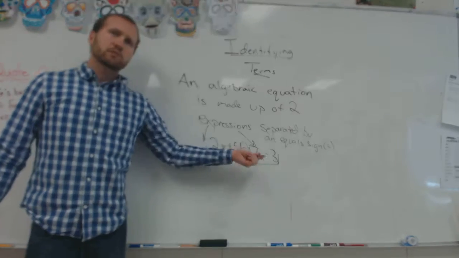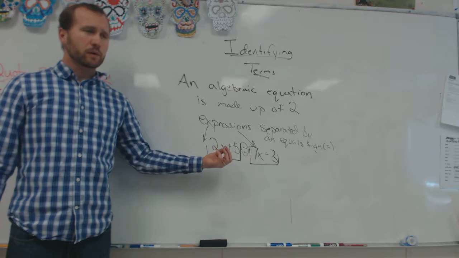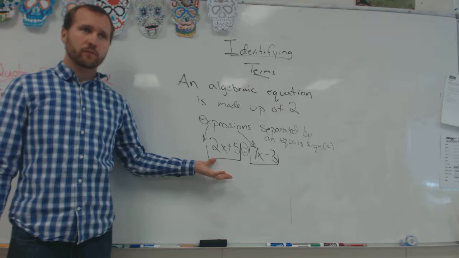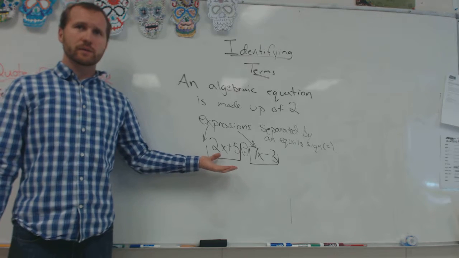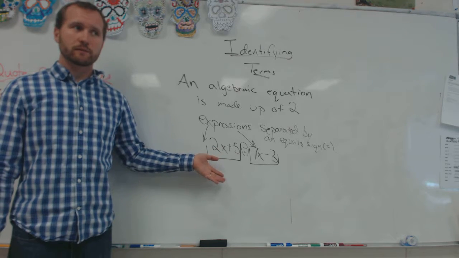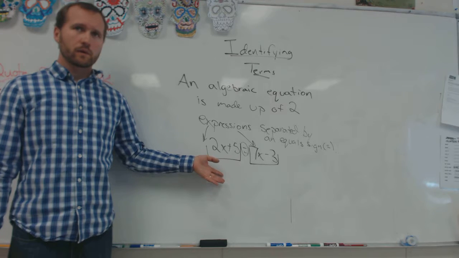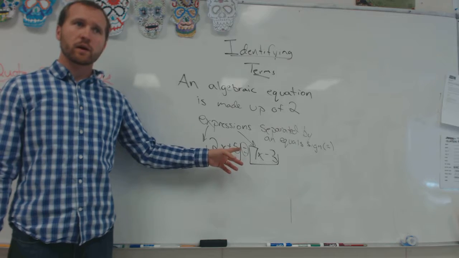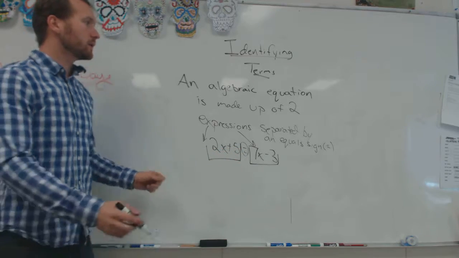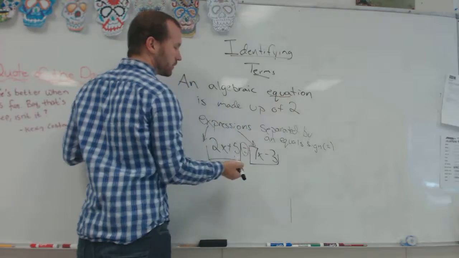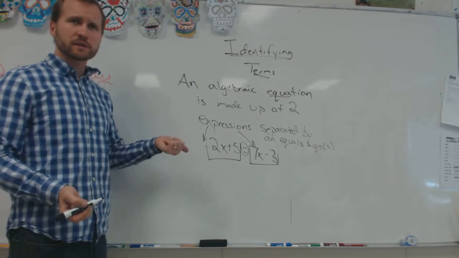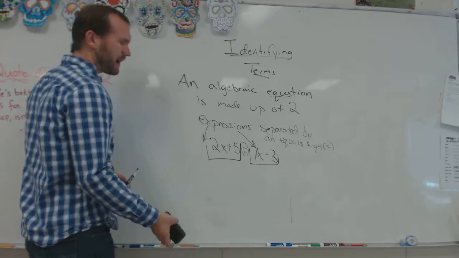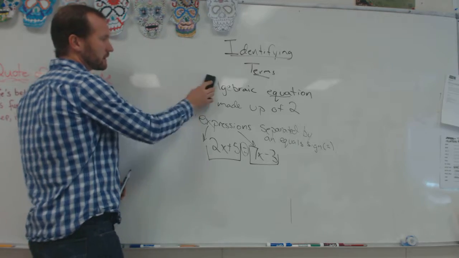So I have two expressions. That makes up an equation. Equations are what we solve in algebra. Also, equations can be what we graph in algebra. So equations have an equals. Equations are what we solve and graph. Expressions cannot be solved and they cannot be graphed alone.